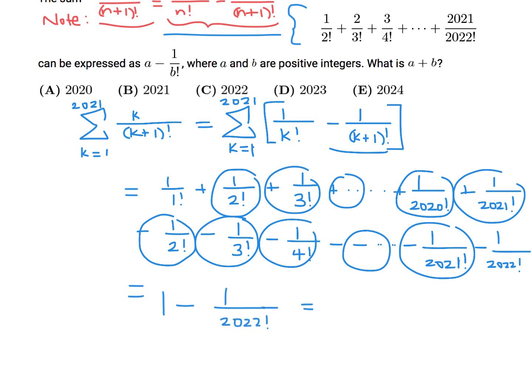And this is of the form a minus 1 over b factorial, where in our case the a is 1 and the b is 2022, and therefore the a plus b is going to be 2023. And that gives me choice D.